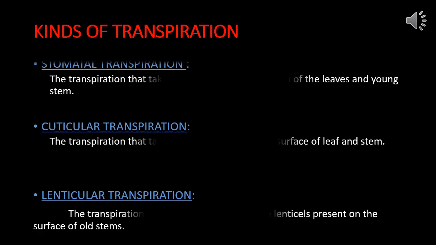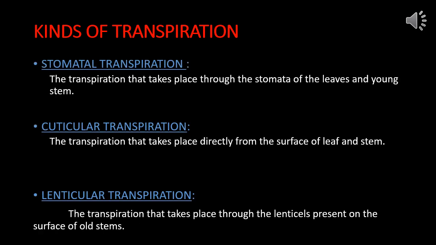Next is the kinds of transpiration. Transpiration from the aerial parts of the plant occurs from three different regions: through the stomata, through the cuticle, and through the lenticels. First one is the stomatal transpiration. Transpiration takes place through the stomata of the leaves and the young stem. Second one is the cuticular transpiration. The transpiration that takes place directly from the surface of the leaf.